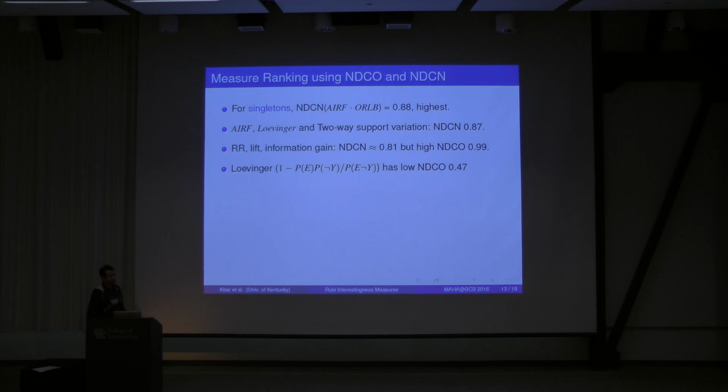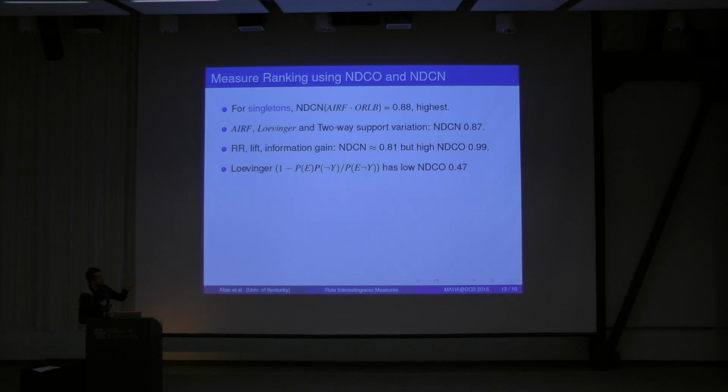Now I'm going to talk about the results for singletons. In the case of the NDCG values, we have the AIRF times log, also the log one has the highest score, with 0.88. So the one you invented is better than the other ones. Yeah. And the other three of them have almost the same value, 0.87. It's very close. And relatively the information gain has 0.81.